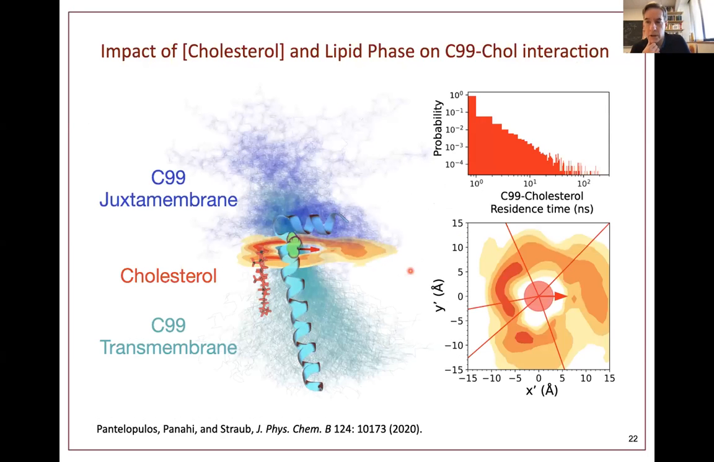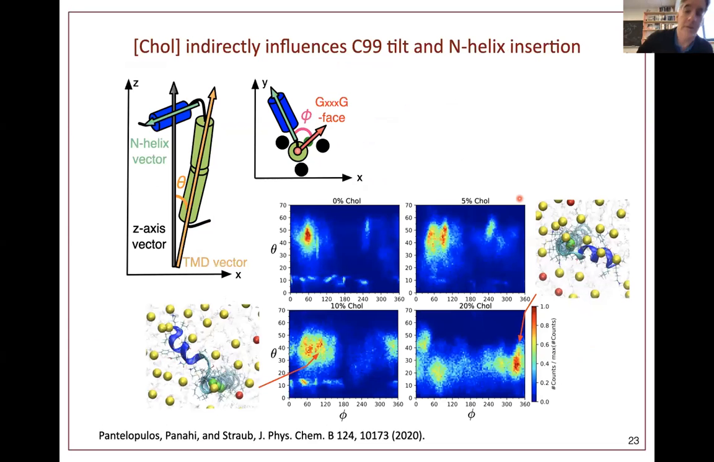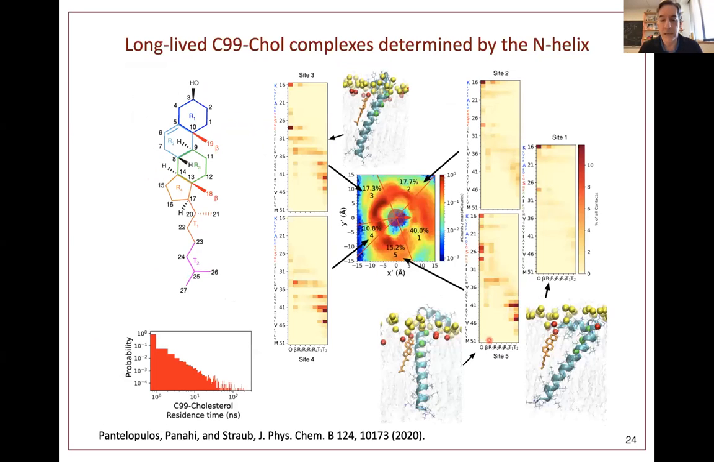So to explore this further, George carried out much more extensive sampling than we were able to do in our 2016 study. And this work was published last year in Journal of Physical Chemistry B. George was able to characterize the overall structure of C99, the transmembrane helix, and then this short N-terminal helix, and how that structure varies with different mole percents of cholesterol. But then he was also able to characterize the nature of the longest-lived cholesterol C99 complexes. And so we actually see sort of a power law distribution of binding times or residence times.